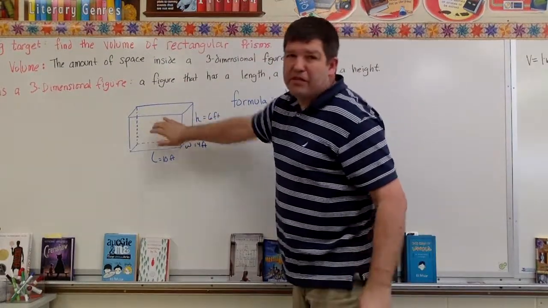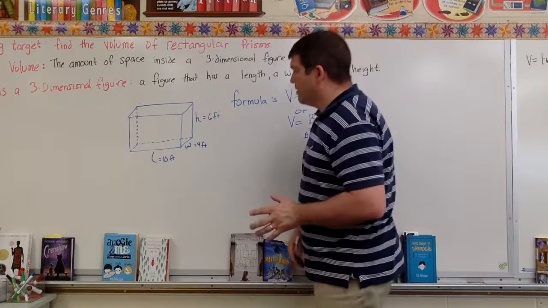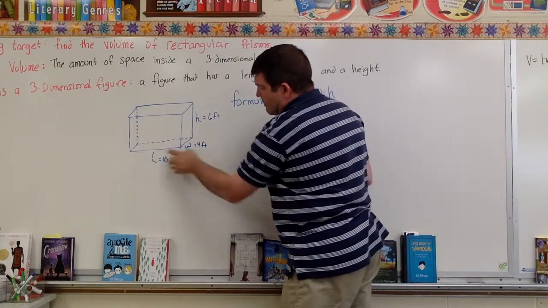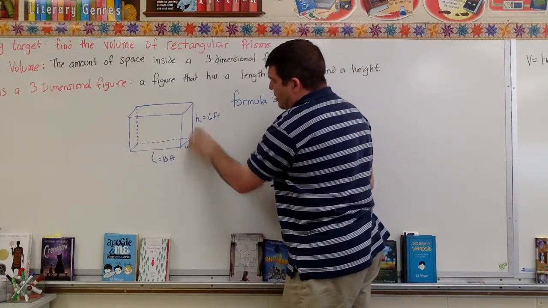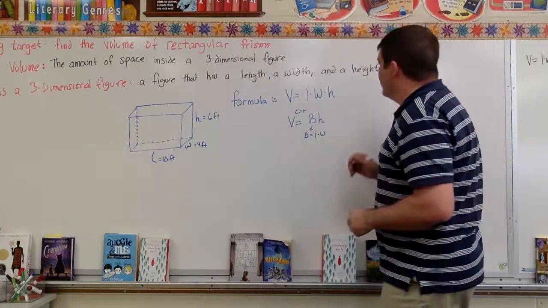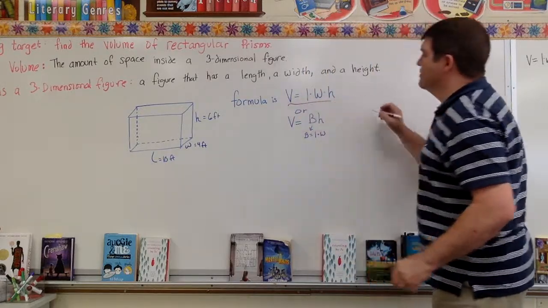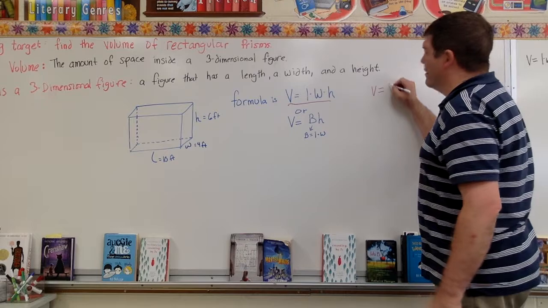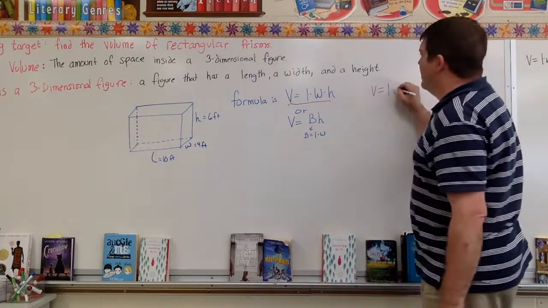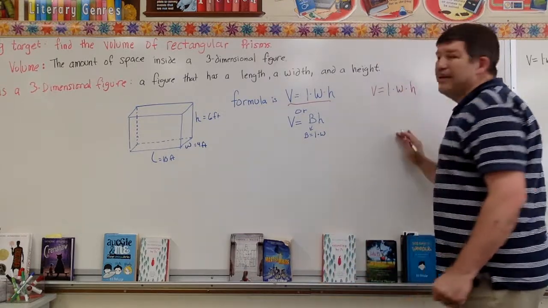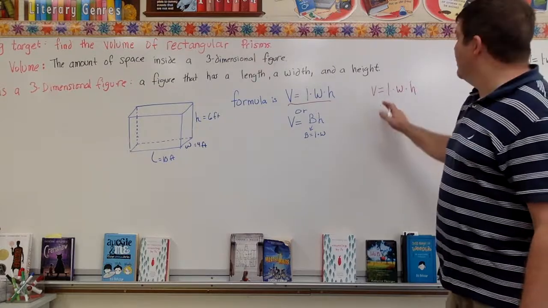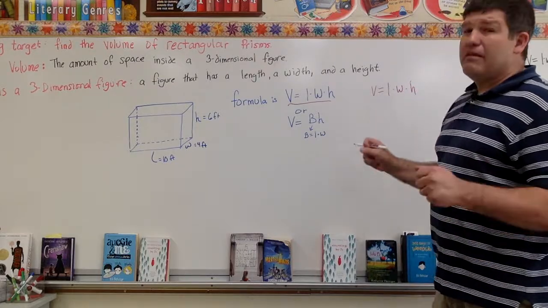We'll call this like a fish tank, and I want to know how much water I need to get in here. So I have a length of 10, a width of 4, and a height of 6 feet. So I'm going to start with this formula first. Volume equals length times width times height.